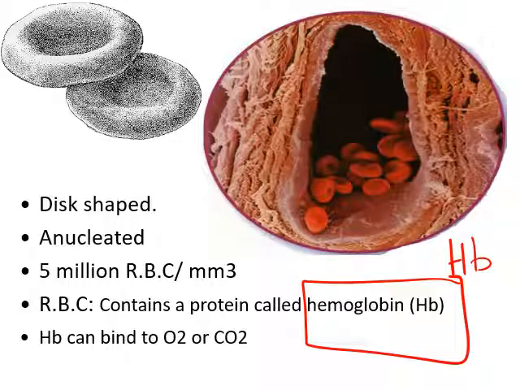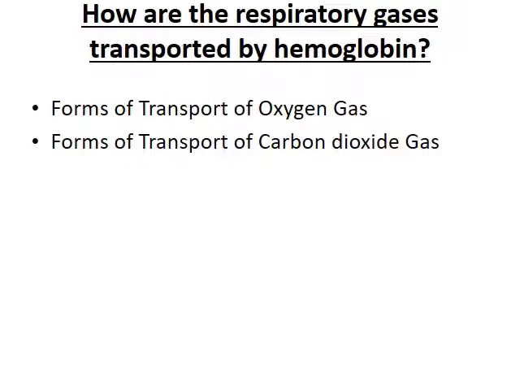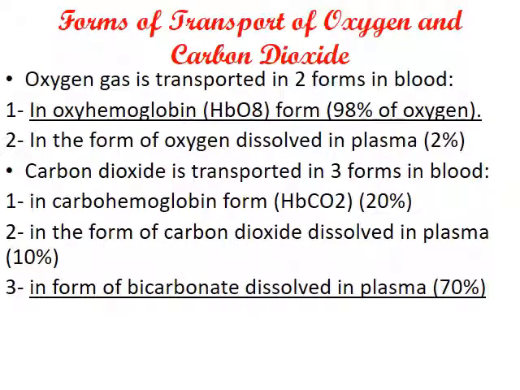Hemoglobin can bind either to O2 or to CO2. How are the respiratory gases transported by hemoglobin? We have different forms of the transport of oxygen gas and also different forms of transport of carbon dioxide gas. These are the forms of transport of oxygen and carbon dioxide.